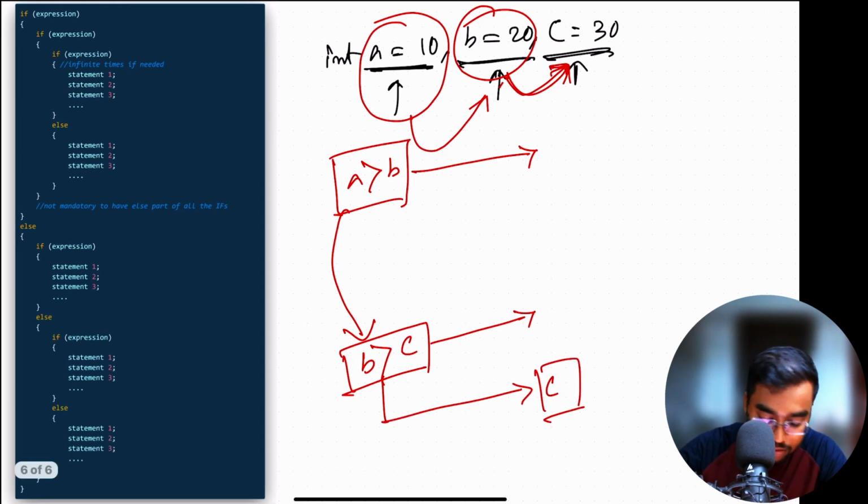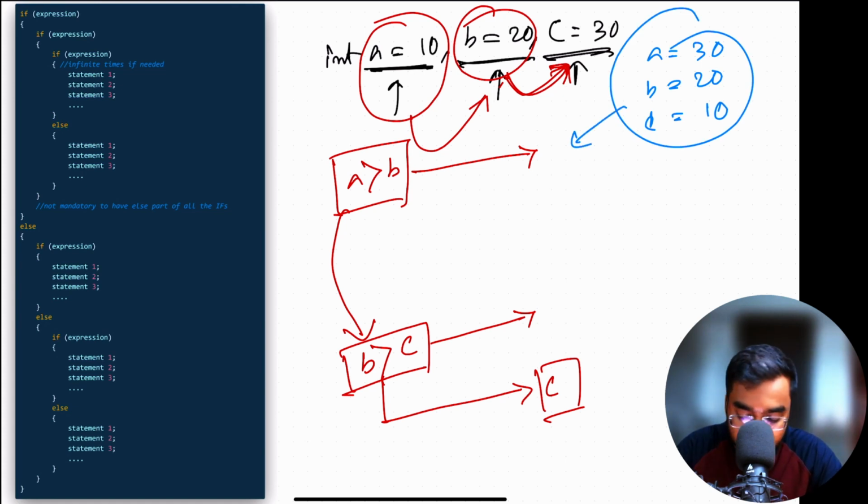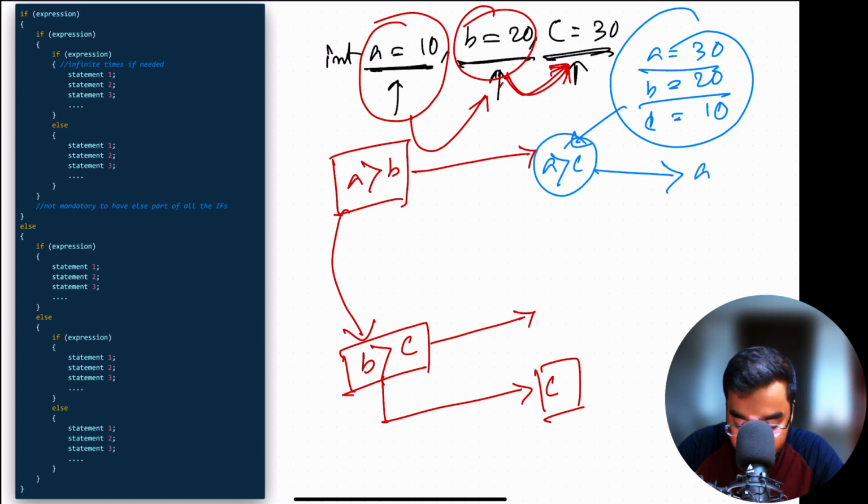Now let's twist the examples. For example, a equal to 30, b equal to 20 and c equal to 10. Now let's come to this scenario. A is greater than b is satisfied. Then obviously we will be checking whether a is greater than c or not. If it is greater, then a is the result. If it is not greater, then c is the result.